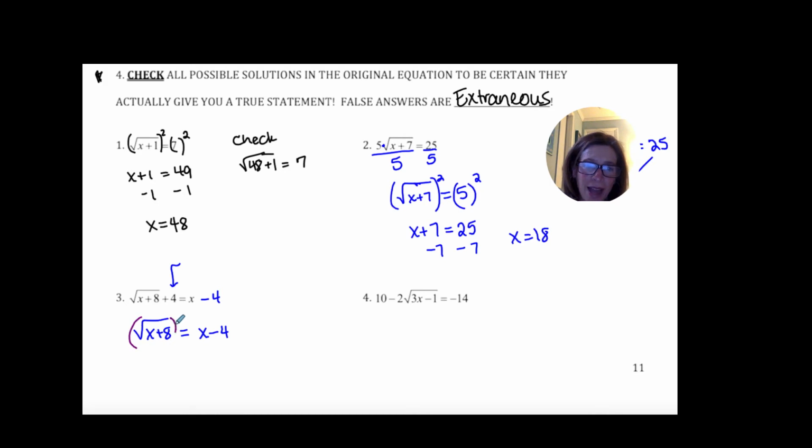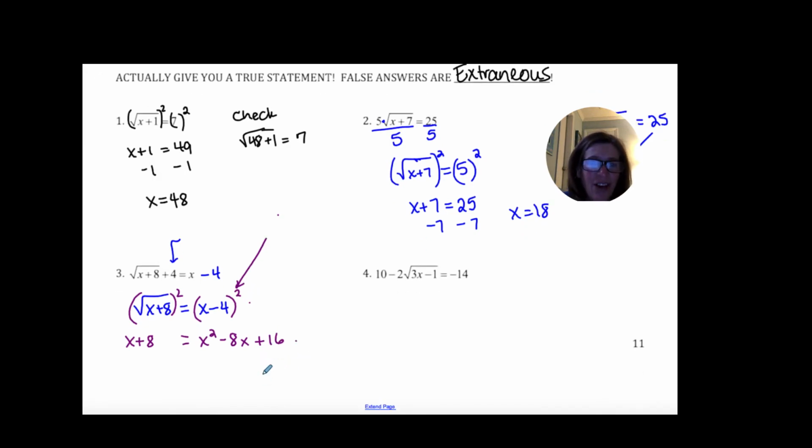We square both sides. And now remember, that is the square of a binomial. So we know that when I multiply it out, we're going to get a perfect square trinomial. So that's going to give me x squared minus 8x plus 16. Square of a binomial, perfect square trinomial. Now I've got a quadratic equation. For a quadratic, I'm going to need to get it set equal to 0 and see if I can factor it. How do I know it's quadratic? Yes, because the highest exponent is a 2. So let's see what we got here. I'm going to subtract x and I'm going to subtract 8.